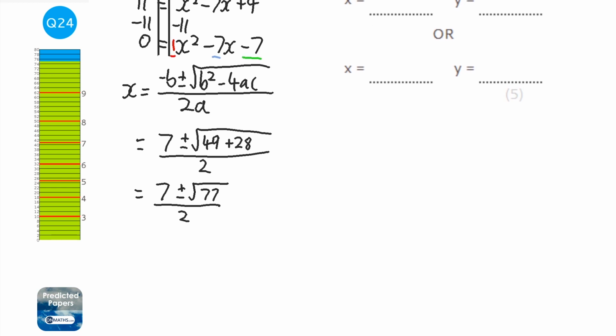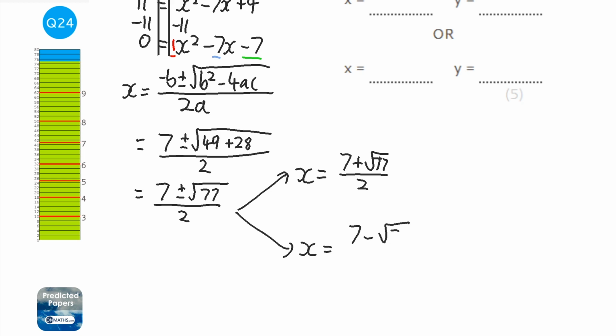Okay, this is where we split the two apart. We have the positive version, so 7 plus root 77 over 2, and we have the negative part, 7 minus root 77 over 2. So the positive part, 7 plus root 77 over 2, is going to give us the answer 7.89 to 2 decimal places.